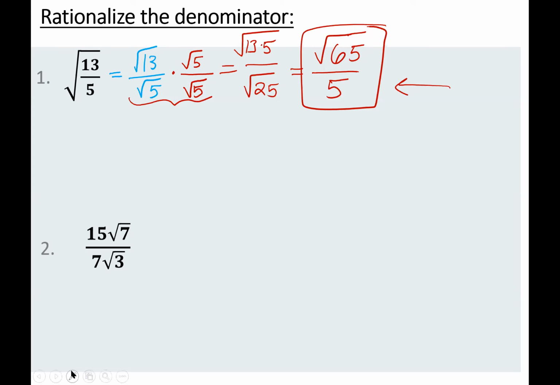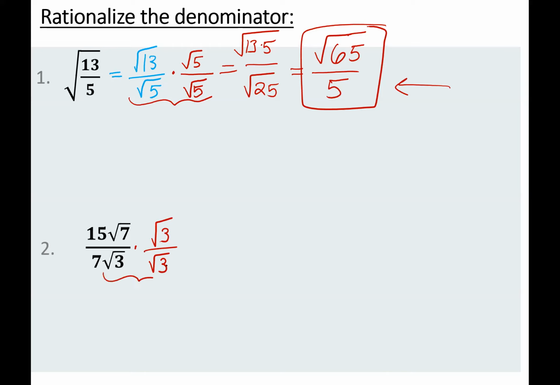Our goal is to rationalize the denominator. The radical in the denominator is the square root of 3. So let's multiply by the square root of 3 over the square root of 3. Don't bother multiplying by any whole numbers. Then you're just making big numbers and you'll have to reduce them later anyway. So that's not helpful. Again, I'm multiplying by the square root of 3 over the square root of 3.